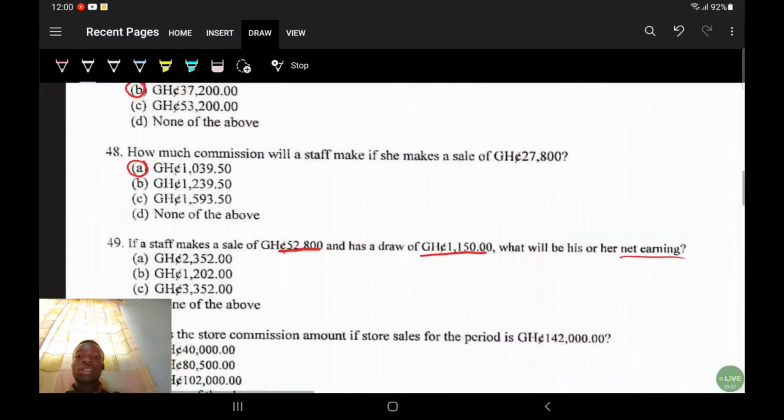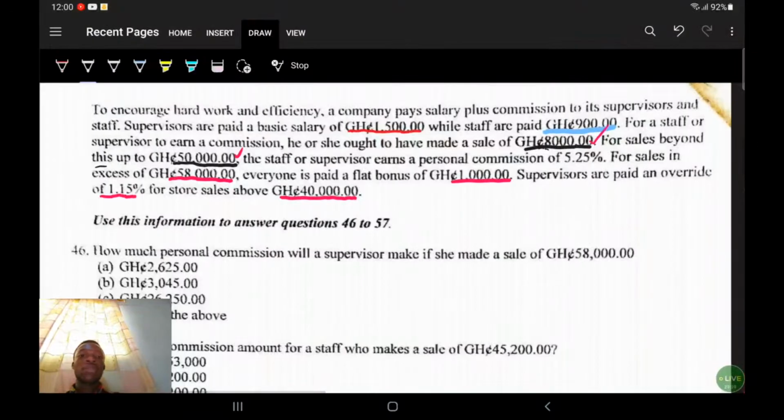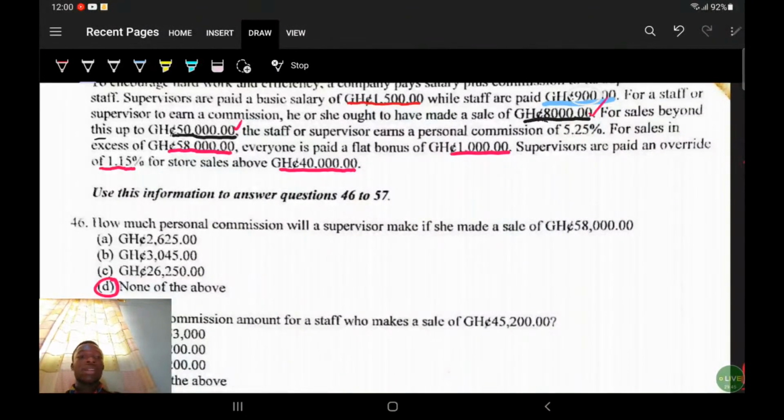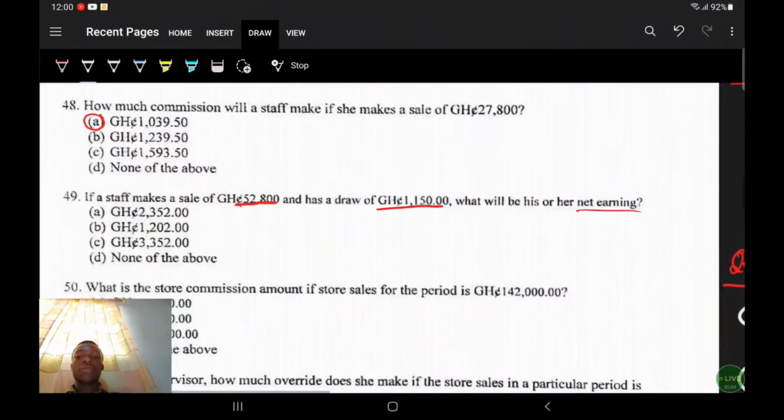So for the staff, we were told that a staff is paid a salary of 900, right? And then they have a personal commission of 5.25% within the range of 8,000 and 50,000. 8,000 is the minimum quota and 50,000 is the maximum quota. Within that range, a staff can earn 5.25% as a personal commission, in addition to the salary that is made for the period.